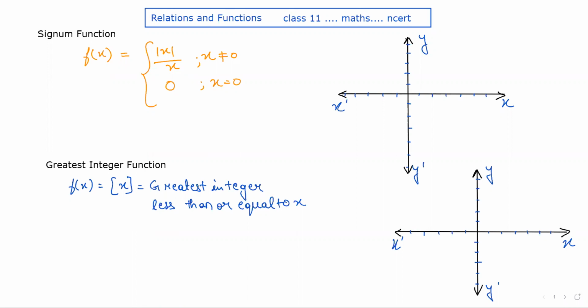We were discussing relations and functions. A few general types of functions is what we discussed in the last class. Today we'll continue with it. We were left with signum functions and the greatest integer function.